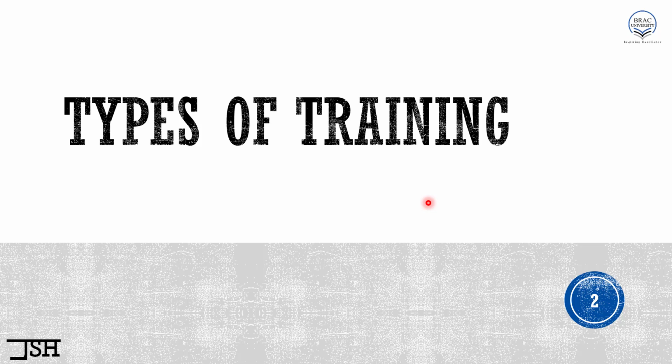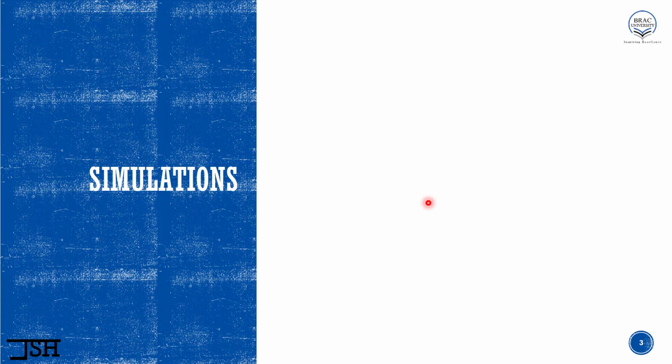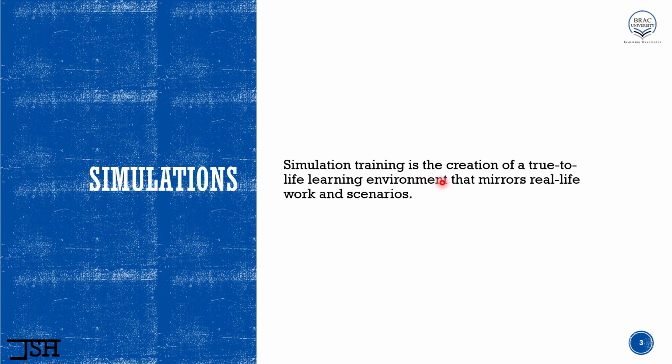Now, the first training method that we are going to discuss is simulations. Just as before, by hearing the name, I guess many of you have already guessed what happens in this training method, right? So let's take a look at the formal definition, and after that, I'm going to give you an example which will make the concept crystal clear to you. So what is the formal definition? Here it goes. Simulation training is the creation of a true-to-life learning environment that mirrors real-life work and scenarios.